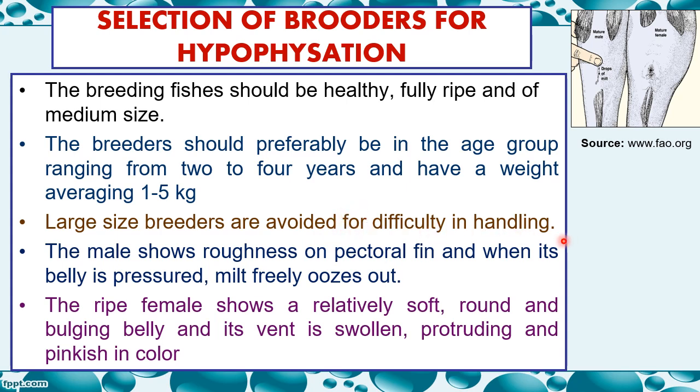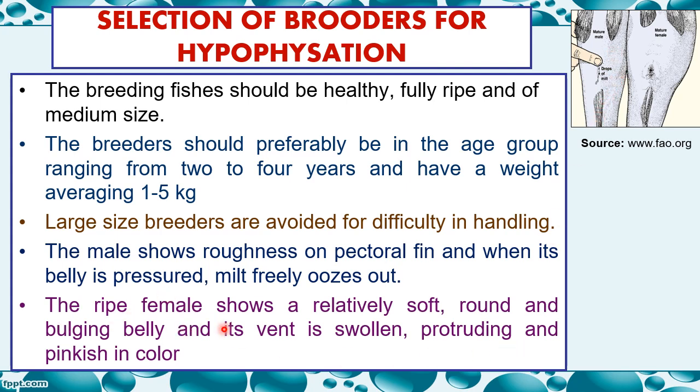The most important point for selection of breeders is differentiation of male and female species. To differentiate male and female species, we can see several sexual dimorphisms during breeding season. The male shows roughness on the pectoral fin, and when its belly is pressed, milk freely oozes out. In this figure, in the left hand diagram, we can see that males have a narrow abdomen and milk will come out on gently pressing the belly.